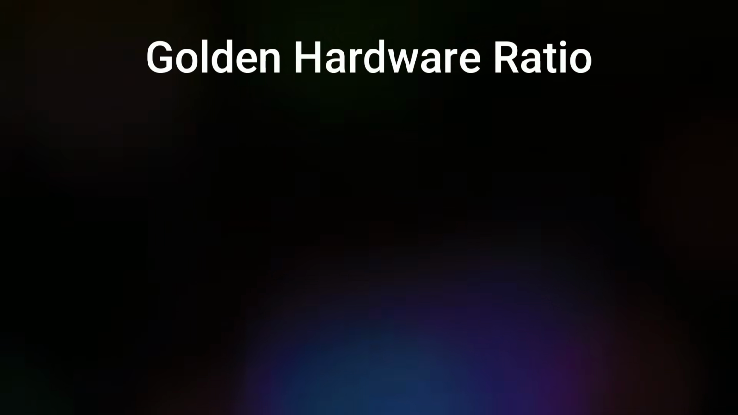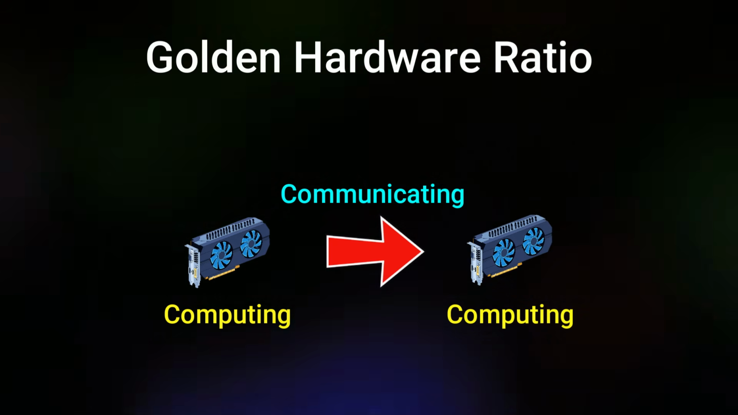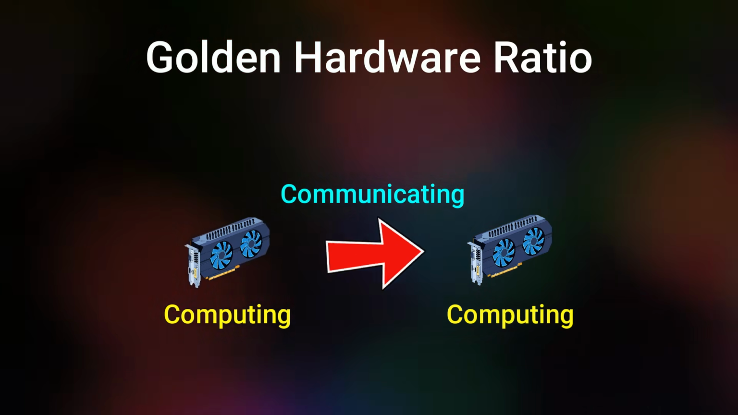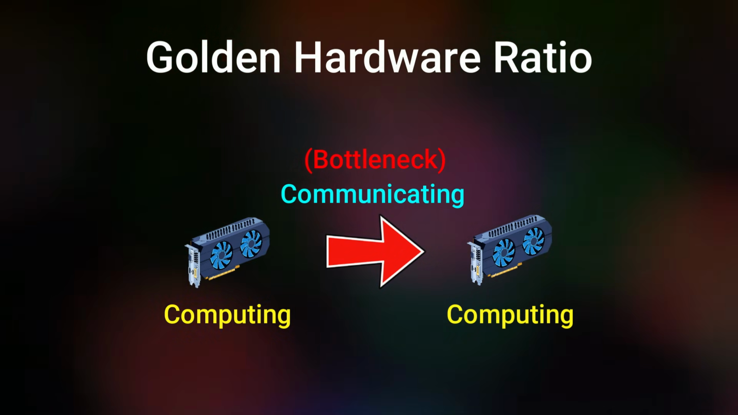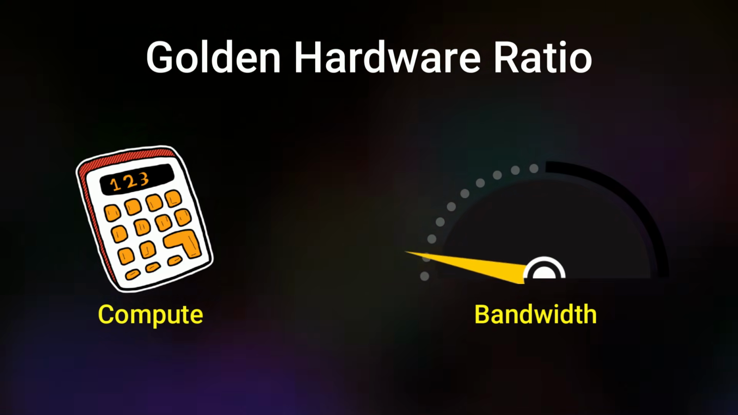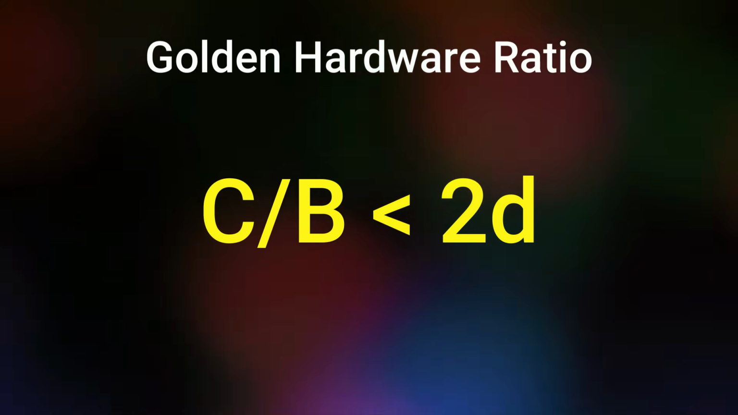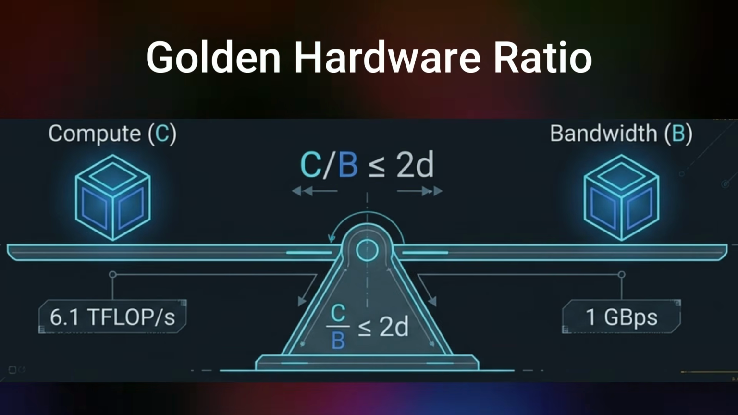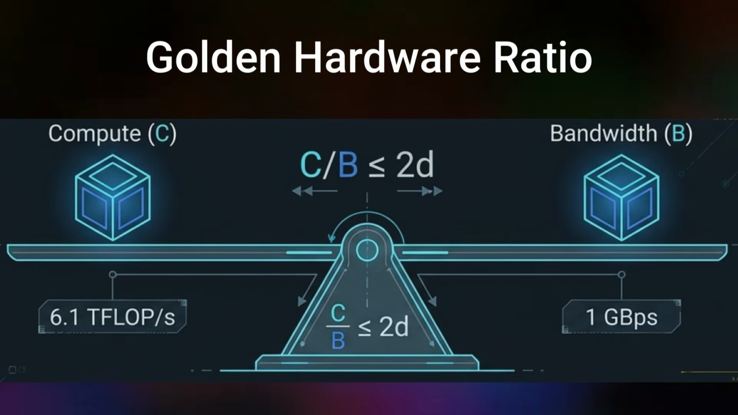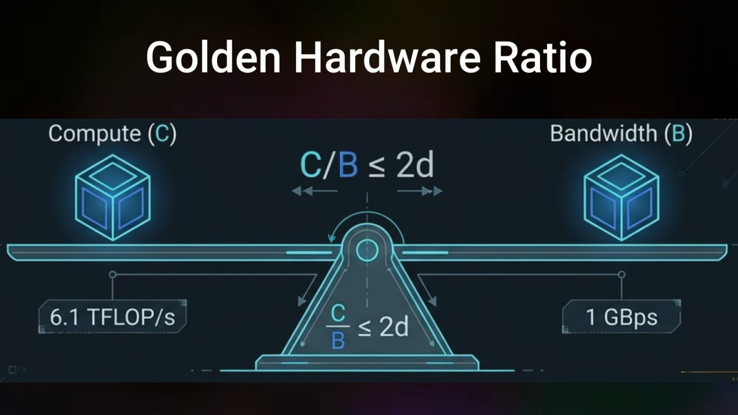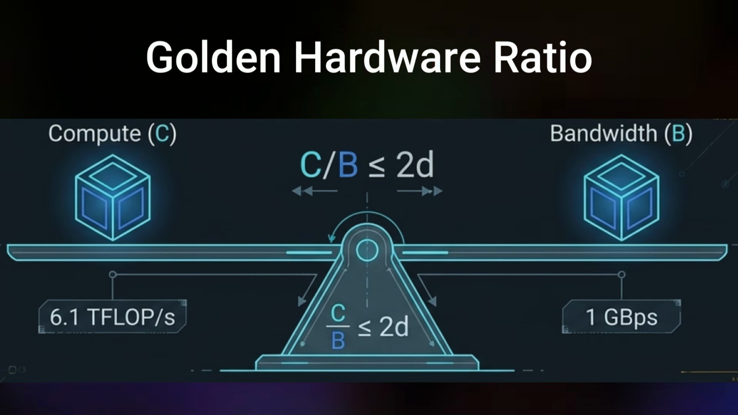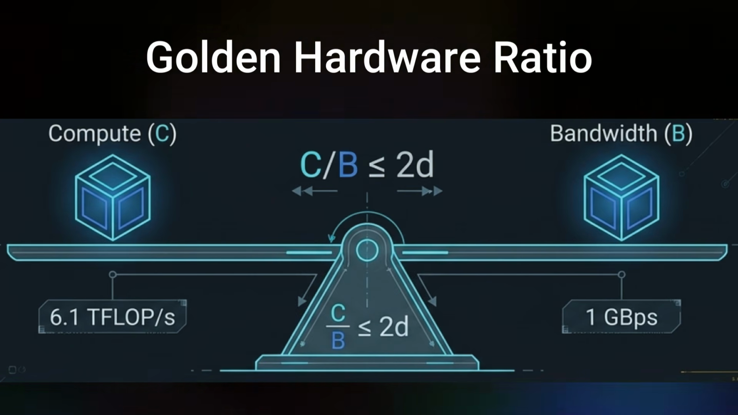When you train giant models, your GPU is constantly doing two things: computing and communicating. If communication is too slow, your expensive GPUs just sit there waiting. That's wasted money. DeepSeek found a sweet spot called the golden hardware ratio, where compute and bandwidth perfectly overlap. The rule was C divided by B must be less than or equal to 2D. Sounds technical, but here's the simple version. For every 1 GB per second of bandwidth, you can hide around 6.1 teraflops per second of compute, meaning the GPUs stay busy instead of waiting.